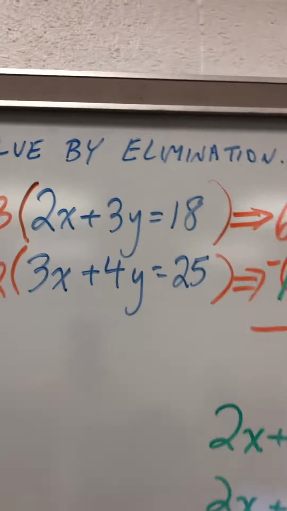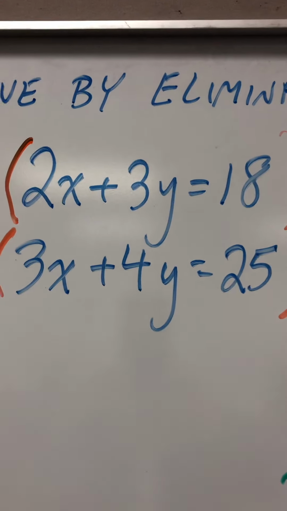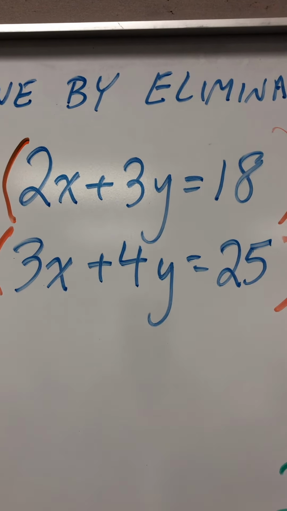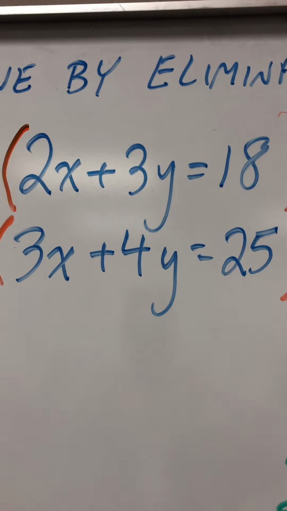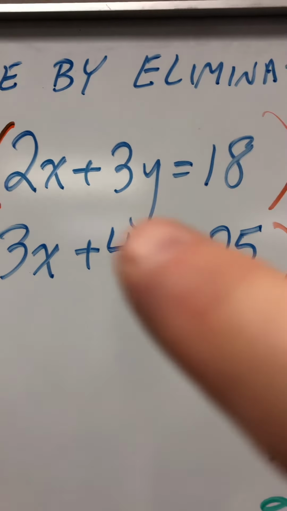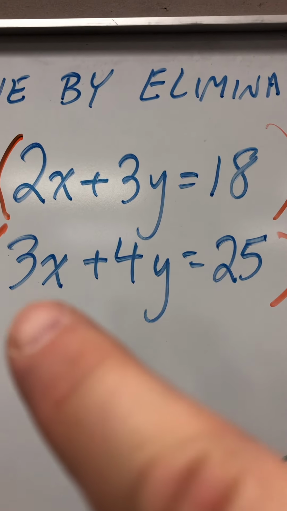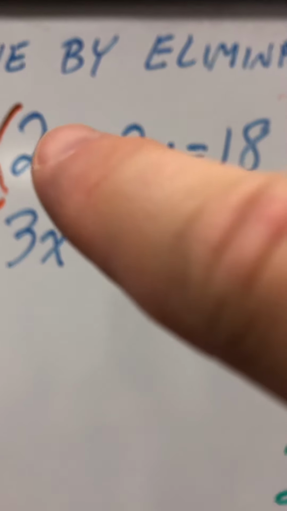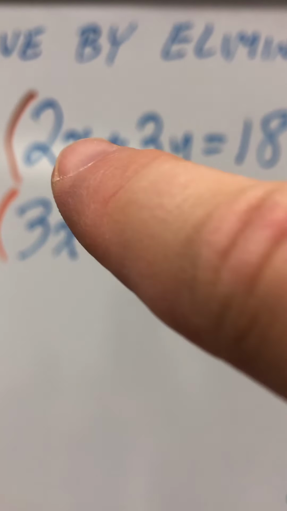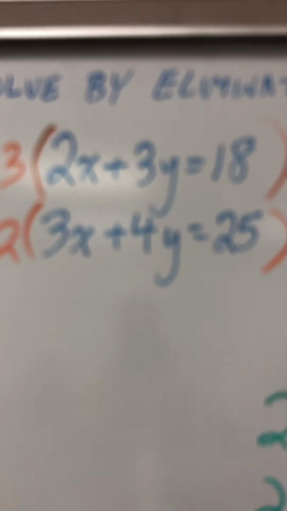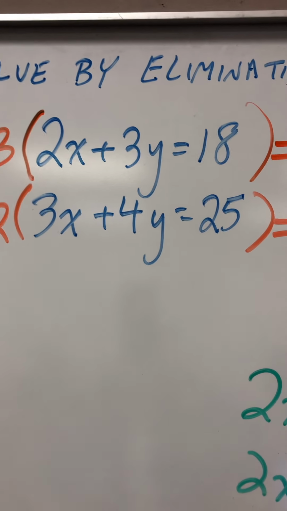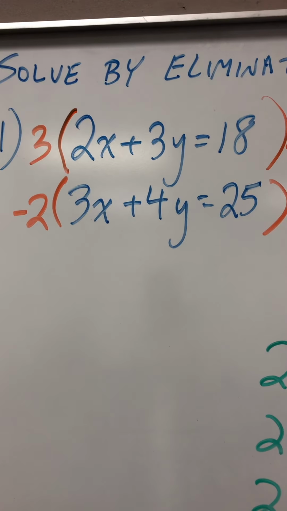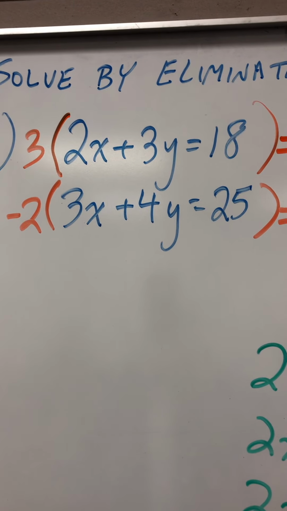Now, what happens when nothing drops out even when multiplying by negative 1? Here's what we're going to do. We're going to multiply the top row by 3 and the bottom row by 2. Multiply this number by this number and this number by that number. But one of them has to be negative. It doesn't matter which one. So I'm going to multiply the top row by 3 and the bottom by negative 2.